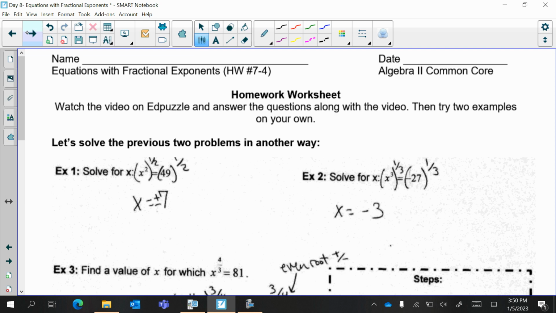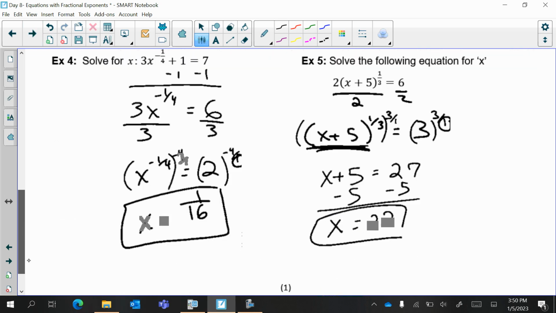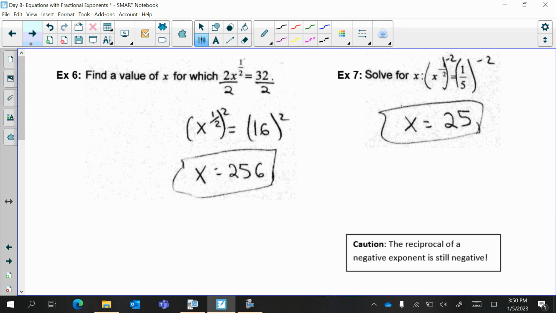You guys did have homework. The only new part about the homework, because the rest was all in the video, I believe was numbers 6 and 7. So here are your answers. It is important that when you do these, I believe that was the last one.